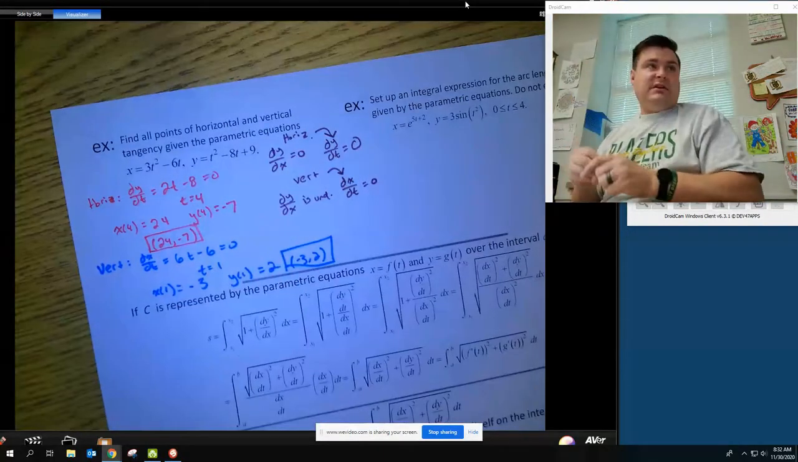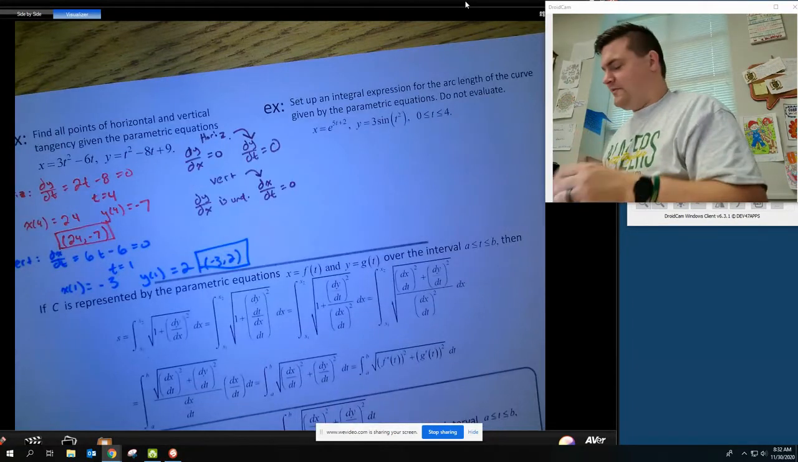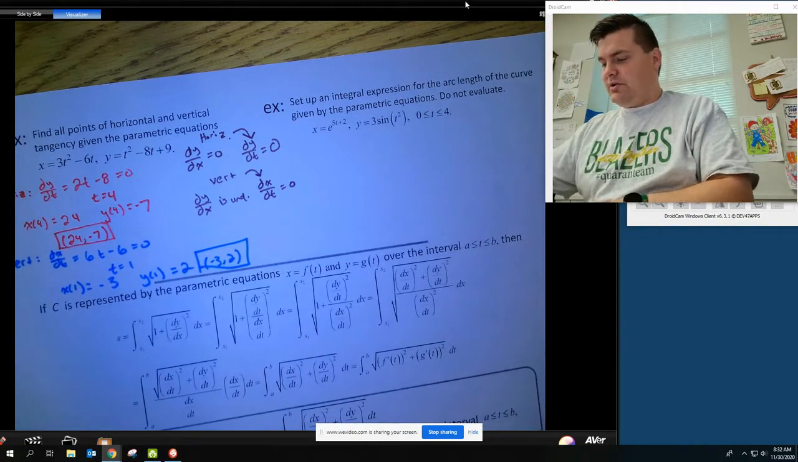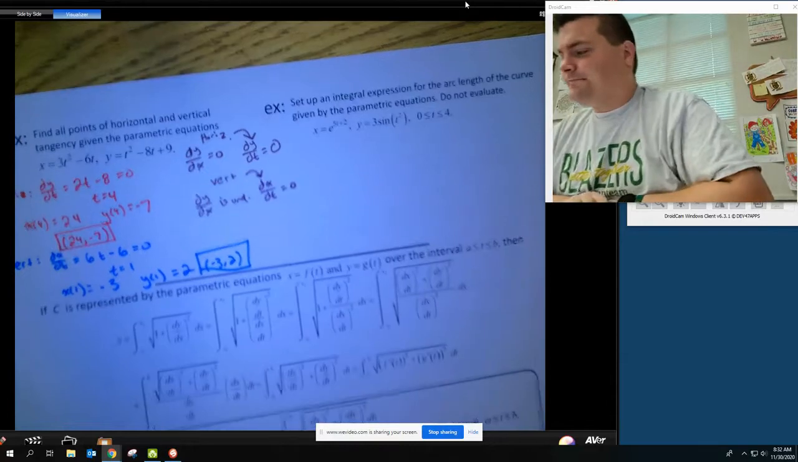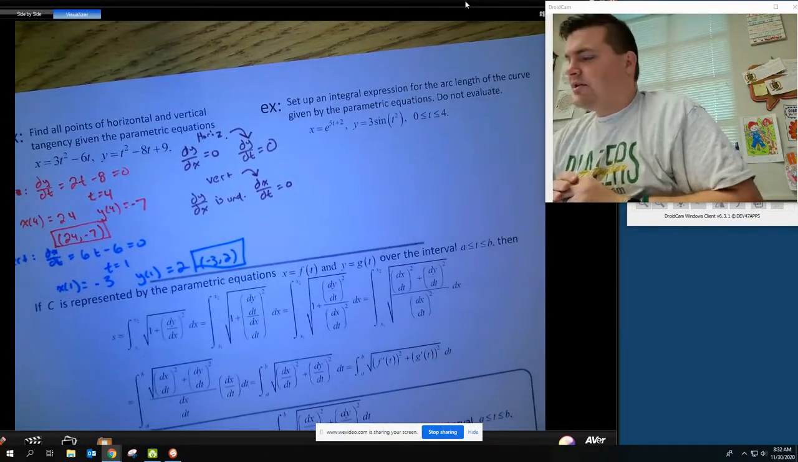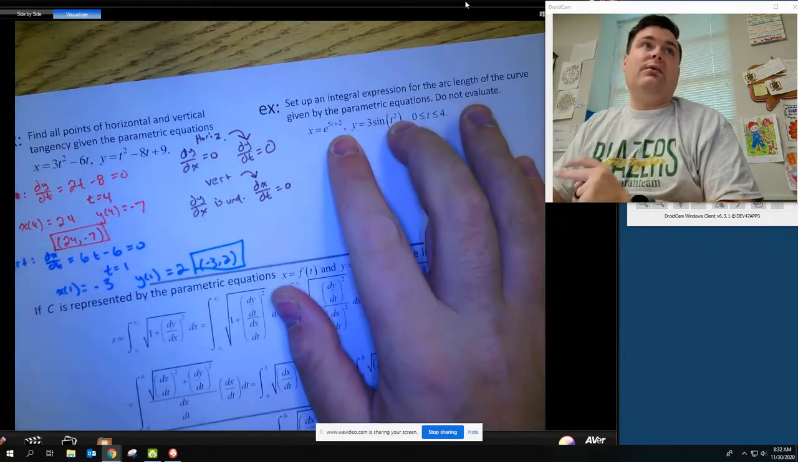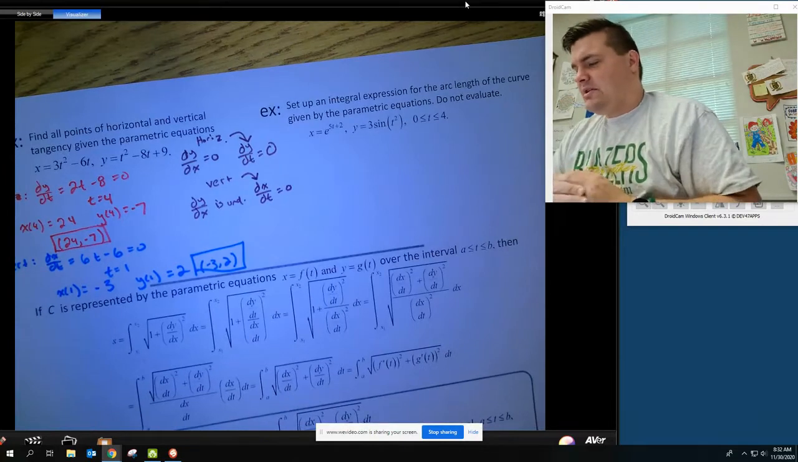So just be careful with these parametric equation problems, because since you have that extra variable of t, you're going to need to use it. All right, so set up the integral expression for the arc length of the curve given by the parametric equations. Do not evaluate. So you have these totally way out there parametric equations.